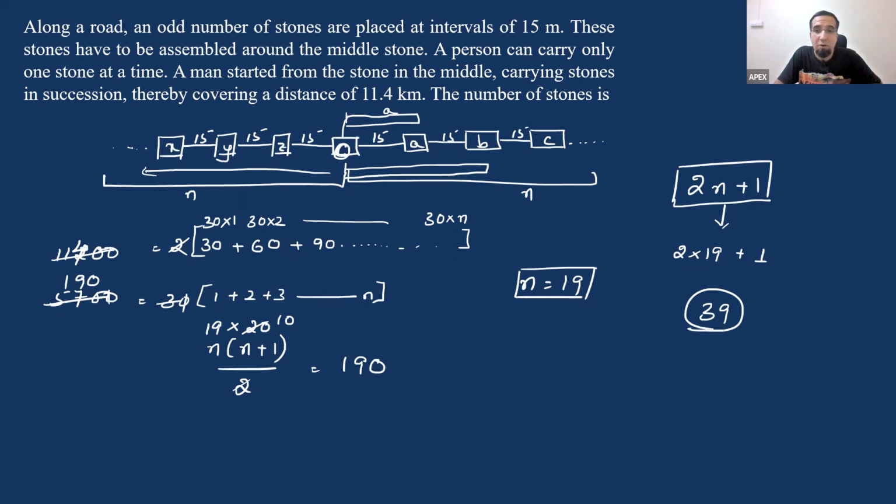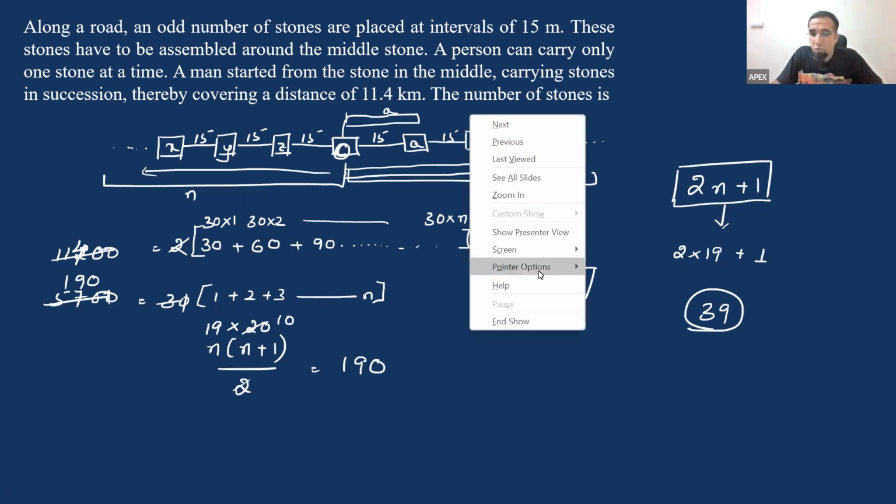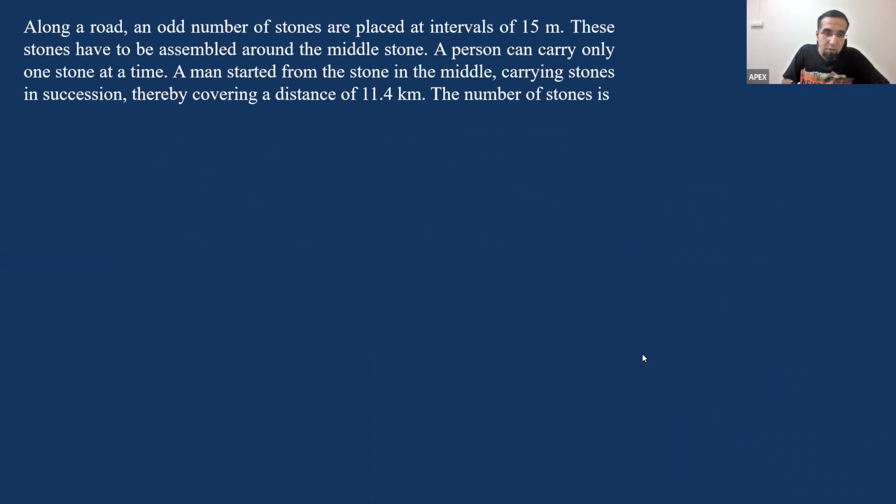This question should have been solved by anybody who's preparing for CAT. Just to deviate a bit, I repeat once again, please mark this point. What are the things that you need to know before you're preparing for CAT? First things first, sum of first n natural numbers.